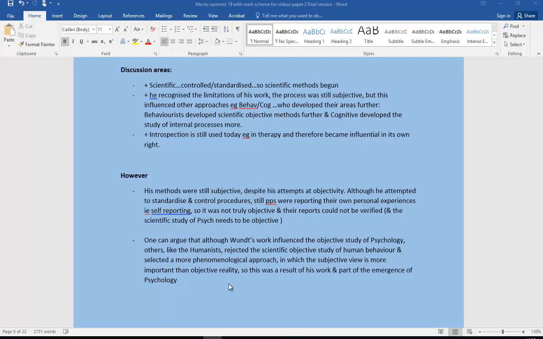Also, another limitation is that the humanists would argue that although the other approaches are trying to be very objective and very scientific and develop psychology down a scientific route, others, like the humanists, reject that scientific objective study of human behavior. And they believe in a more phenomenological approach, in other words, a more subjective approach to studying humans. They believe that the subjective view is actually more important than objective reality. So again, they were influenced as a result of Wundt, if you like. They were influenced as a rejection against that very scientific approach.